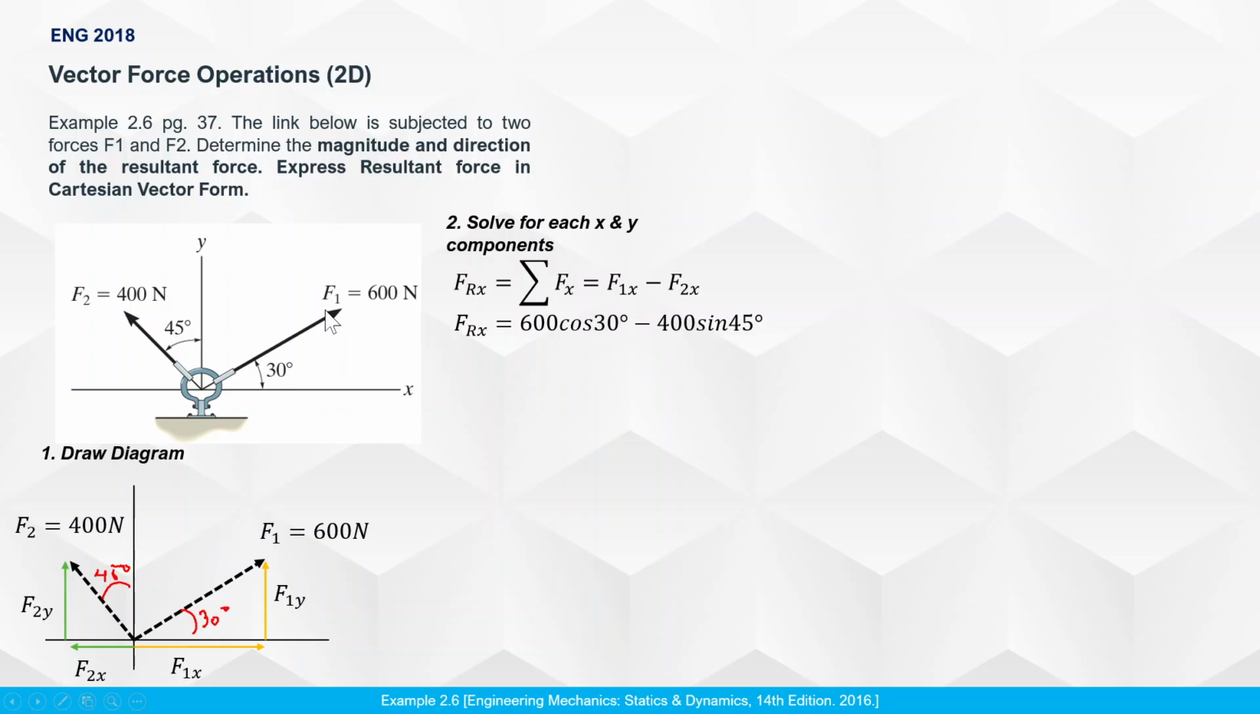So, we have the 600 here. To get F1 of x, it's simply cosine. F1 of x is simply 600 cosine 30 degrees. Minus F2x, which is simply 400 sine 45, because this is it, here on top. I used the 45 degrees with respect to its y-axis, so its x component, if you flip it, is simply sine 45 degrees. And you will get 236.773 newtons to the right. So, it's still positive.